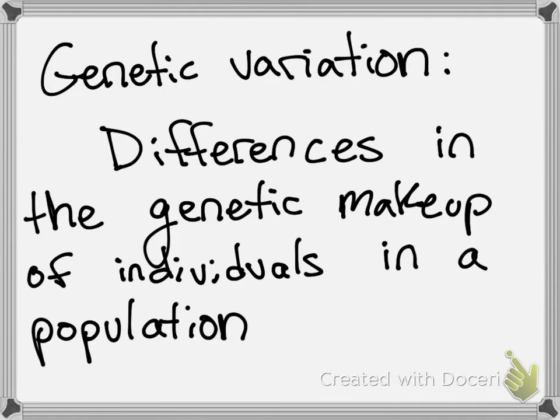Genetic variation is differences in the genetic makeup of individuals in a population. So these are all fancy words for the fact that all of us have different genes. We are in a population and all of us have different genes. So our genetic makeup is different.